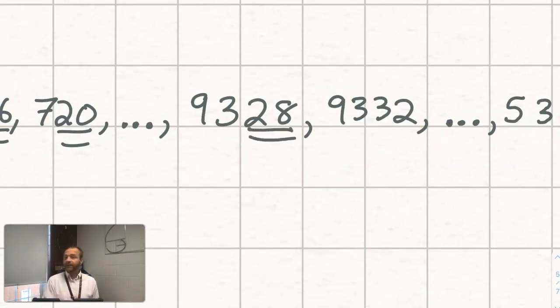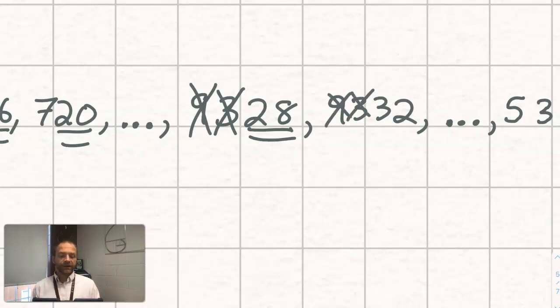28 is divisible by 4. So that means 9,328 is divisible by 4. Because we know the 100th digit is going to be divisible by 4. We know the 1,000th digit is. I don't care about those. I only care about the last two digits.